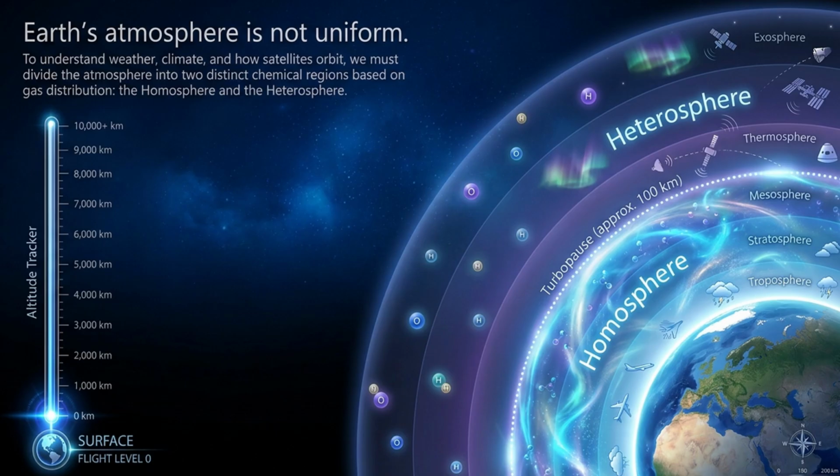So, in simple words, we can say that the atmosphere is divided into the homosphere, where gases are well mixed, and the heterosphere, where gases are arranged according to their molecular weight.